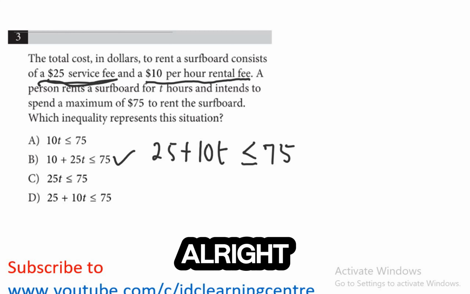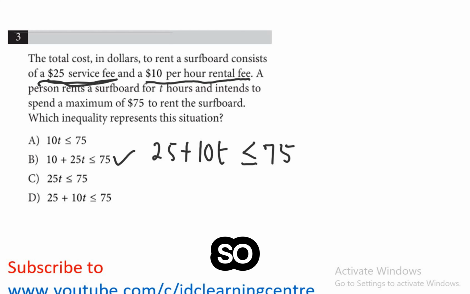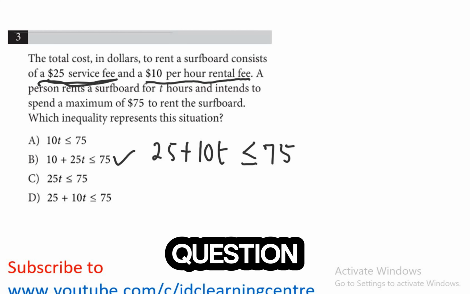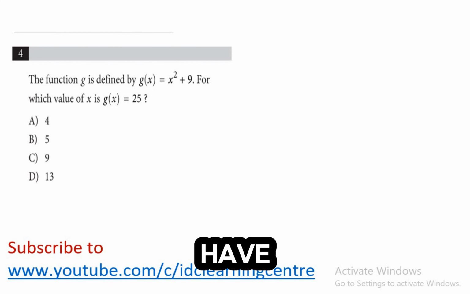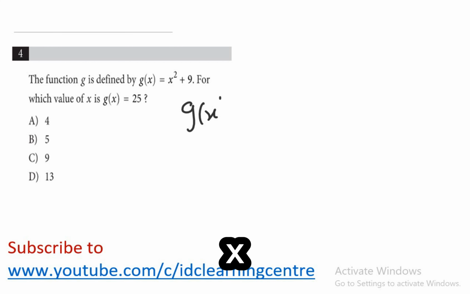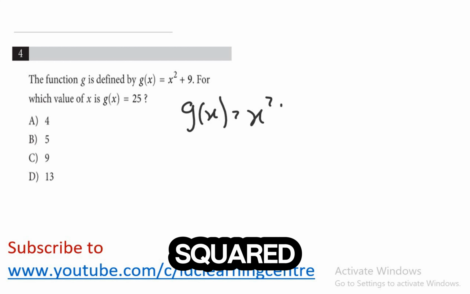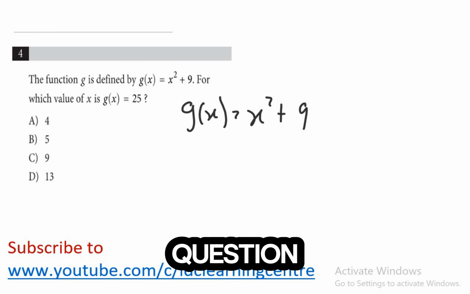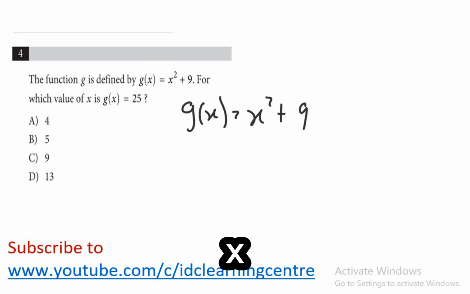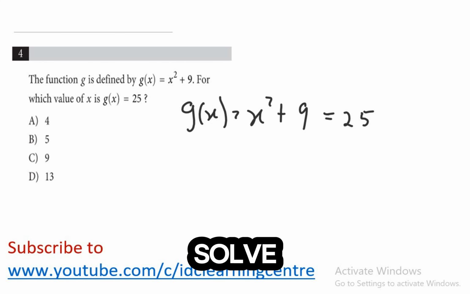Is that clear? Alright, so I believe you are following the class. So with this, we move to the next question, which is question 4. Here we have a function given to us, function g of x is given as x squared plus 9. Now the question is asking for what value of x is g of x equals 25. Now the g of x is regarded as the output, so the whole of this g of x is 25.